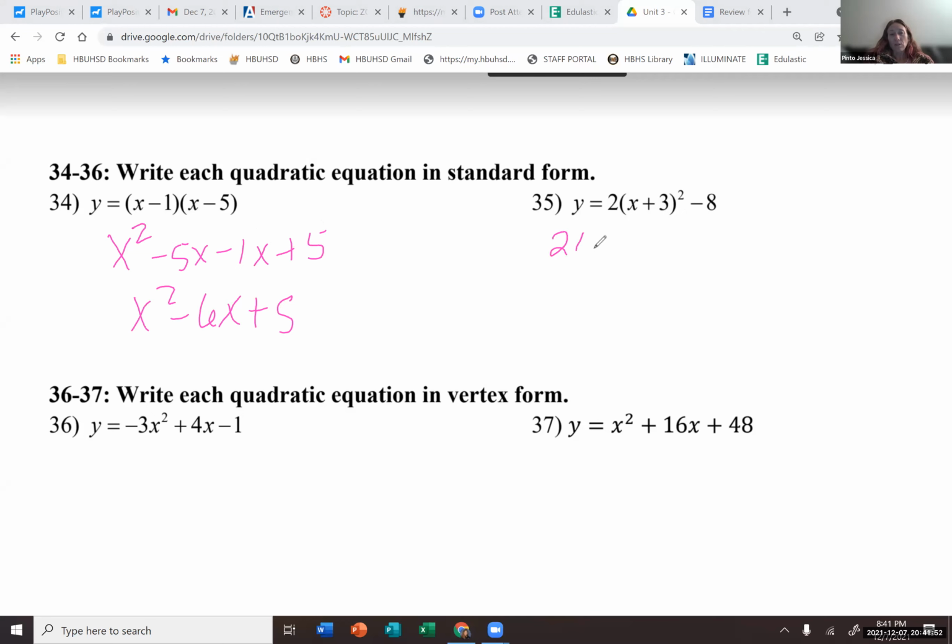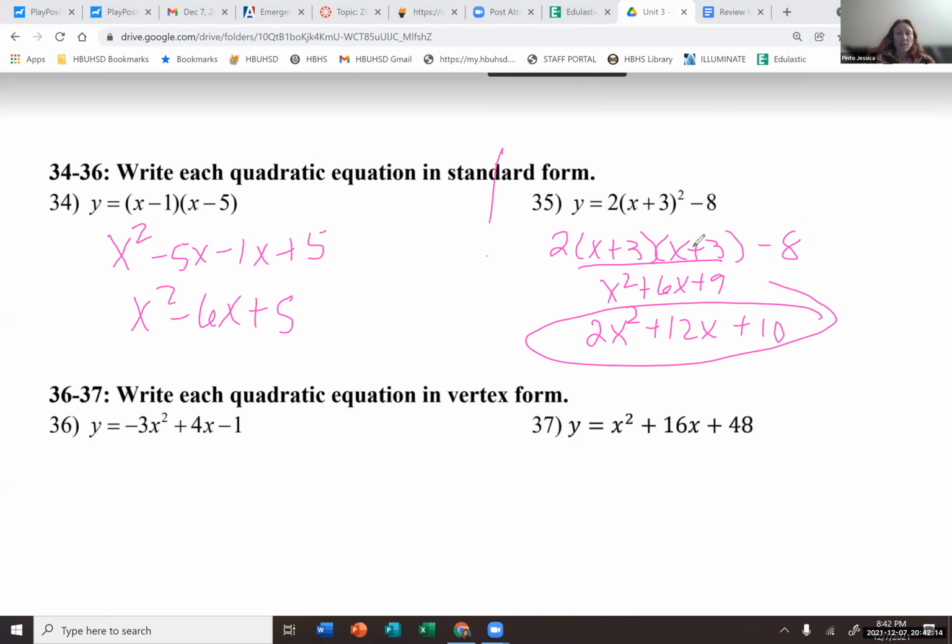Here, I've got 2 times (x plus 3) squared minus 8. So this one is x squared plus 6x plus 9, doubling all of those numbers, 2x squared plus 12x, plus 18 minus 8, so plus 10.